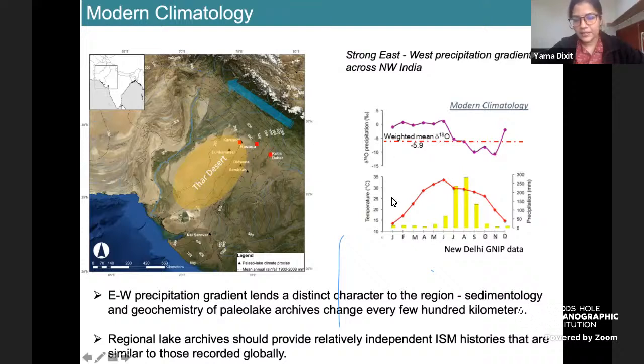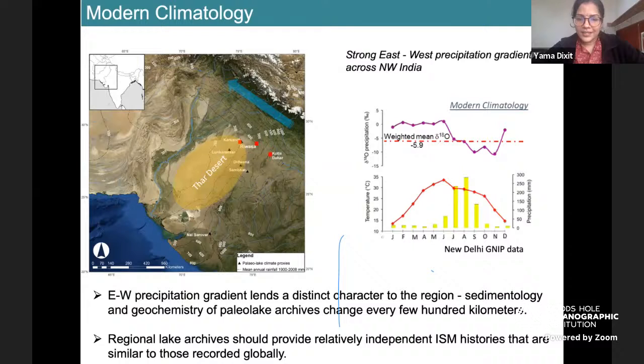Between June and September, you can see that the temperatures range around the maximum, going up to 35 degrees during the summer months. In terms of the oxygen isotopes of precipitation, this data is coming from the nearest GNIP station in New Delhi, and we're talking about lakes in Haryana, so not too far off. The oxygen isotopes of precipitation in the region are lower in the monsoon and post-monsoon months, and the weighted mean of the oxygen isotope is about minus 5.9 per mil.